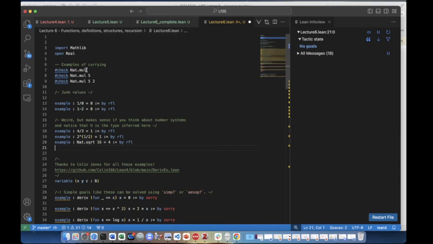I also put in the lecture6.lean file an example for currying, where we can see the type of Nat.mul is Nat to Nat to Nat. If I do Nat.mul 5, well, this itself is a function, and the type of Nat.mul 5 is N to N. And then finally, we do Nat.mul 5 2. This is type N. It's a 10.